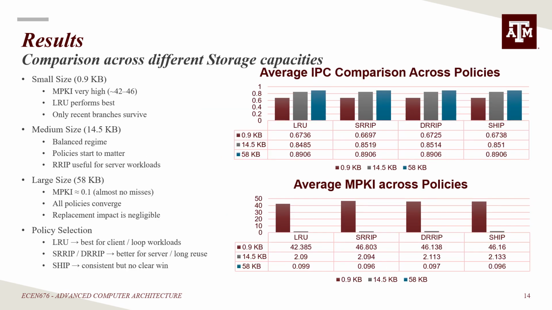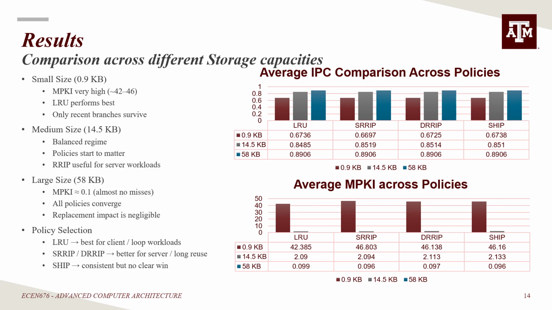Next, we study how the behavior changes when we scale the BTB size. At a very small size of 0.9 KB, the BTB is highly constrained. MPKI is very high, around 42 to 46, and only recently used entries survive. So LRU is the policy that performs the best. At 14.5 KB, we can see that it has reached a balanced region. The MPKI drops significantly and a reasonable portion of the working set fits. Here, the policy difference becomes visible, with RRIP helping in some server workloads.